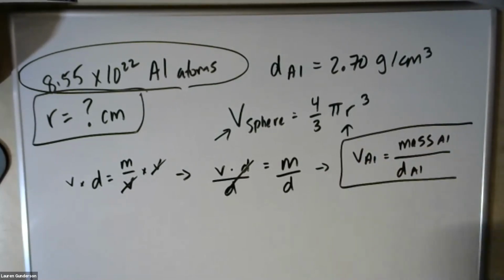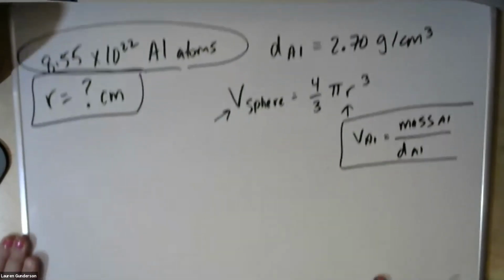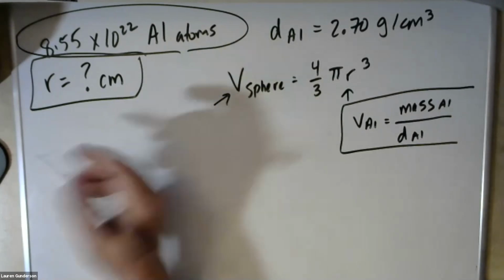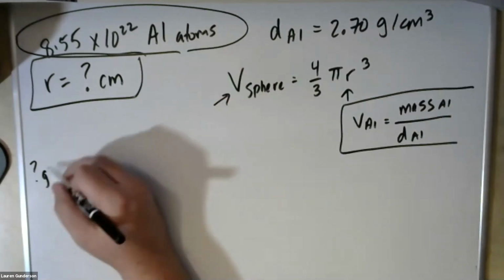All right. Well, how do we find the mass of aluminum? We've been doing that for the last few problems, right? They gave us the number of atoms of aluminum.